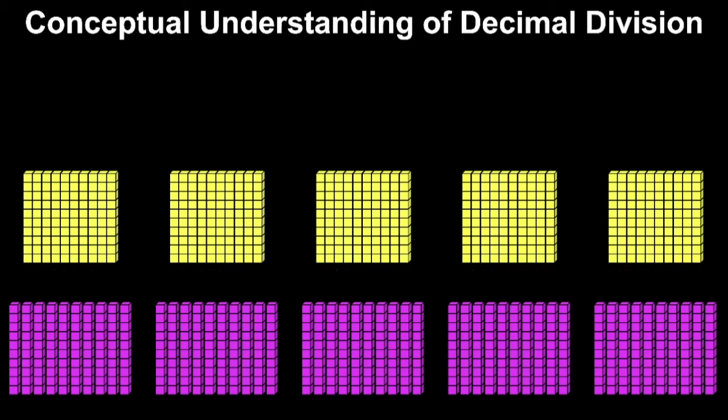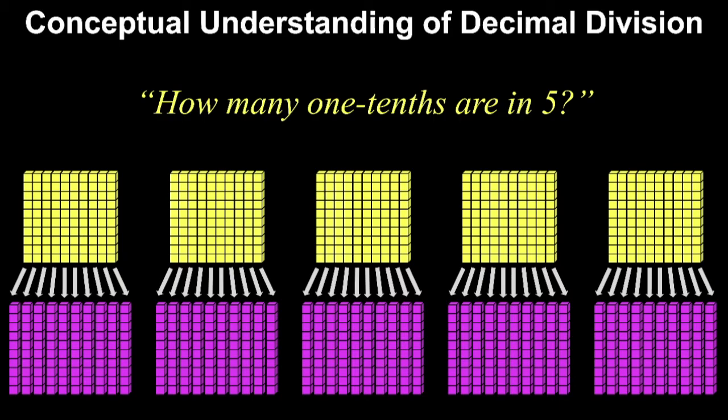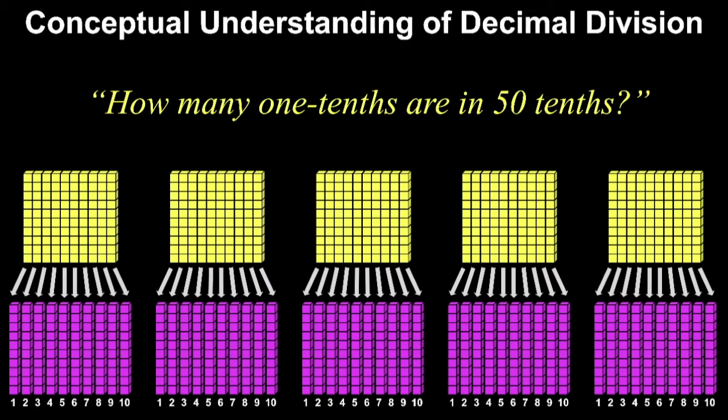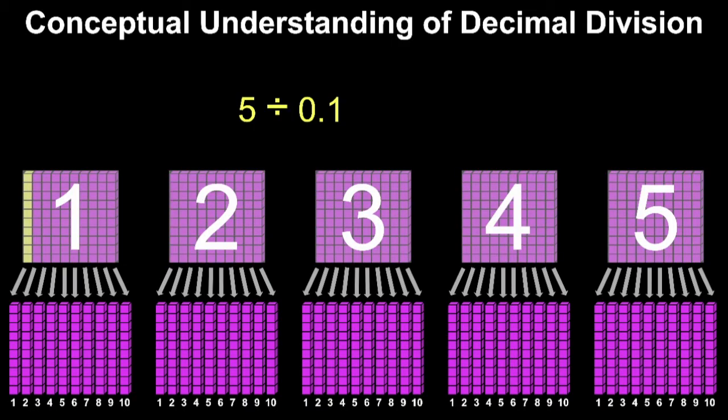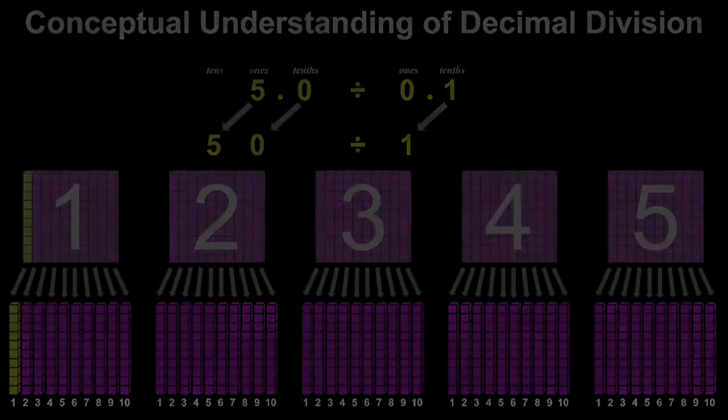Or, students could note that 5 is 50 tenths. So, asking how many tenths are in 5 is the same as asking how many tenths are in 50 tenths, which is 50. In other words, 5 divided by 1/10 is the same as 50 divided by 1. So, dividing by 1/10 moves the number 5 one place to the left. The quotient is 10 times as big as the dividend.